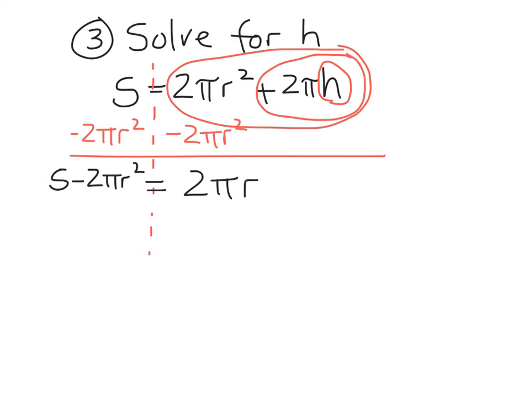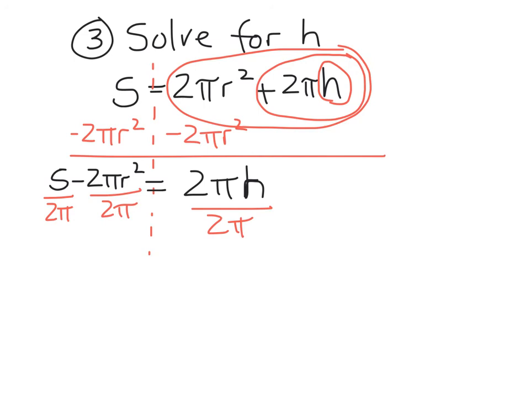Now the last thing I have to get rid of or unwrap is the 2 pi r. It's right next to the h, which means multiplication. So I'm going to divide by 2 pi r. Oh, remember, divide every term by 2 pi r. Every term. Kind of distribute the division. All right, believe it or not, I think we have our solution.